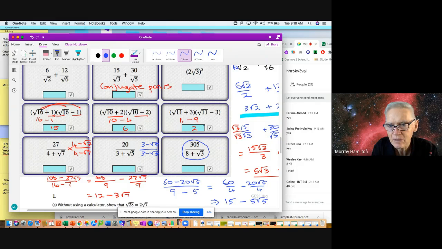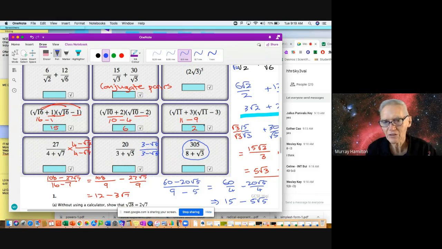I think you might have got here 40 minus 5 root 3. That's better. 40 minus 5 root 3. Yep. Ah, yes, 5 bracket. Yes, you can factorize it. That's better. Wesley, good. Both those answers are correct. 40 minus 5 root 3.